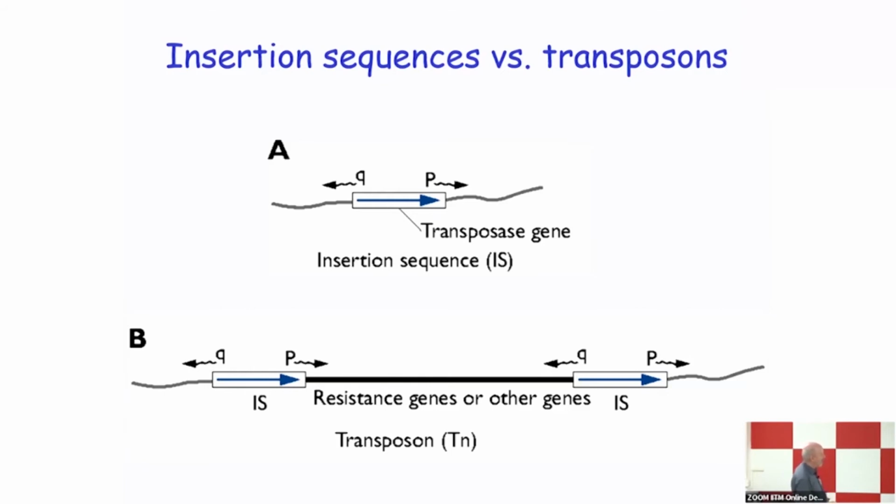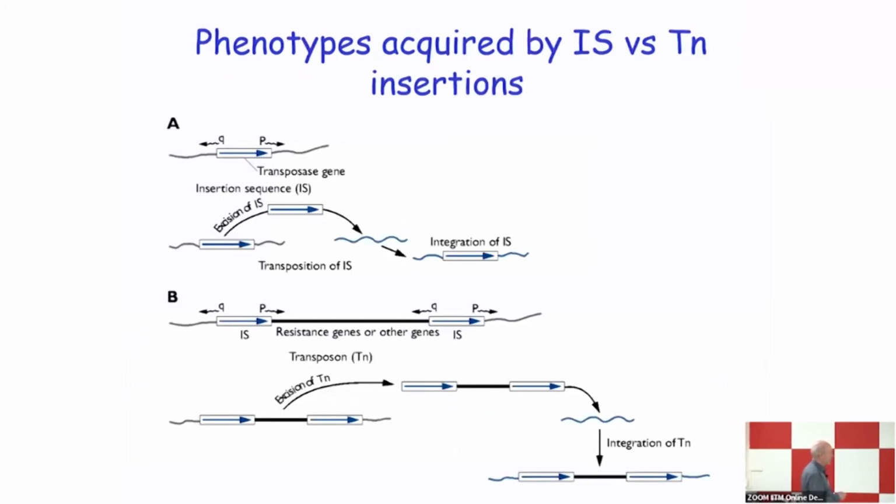But then occasionally it happens that two insertion sequences might be flanking something in between. And then what happens is that the so-called transposase that is encoded by one of them recognizes not the end of the same insertion sequence, but the end of the other. And therefore, the entire segment can jump from one place to the other. And what you have in this case is what is called a transposon. So a transposon is always formed by intervening DNA that is flanked by insertion sequences.